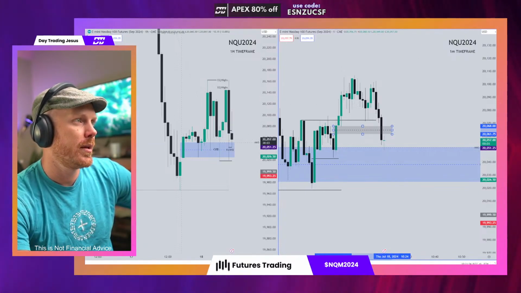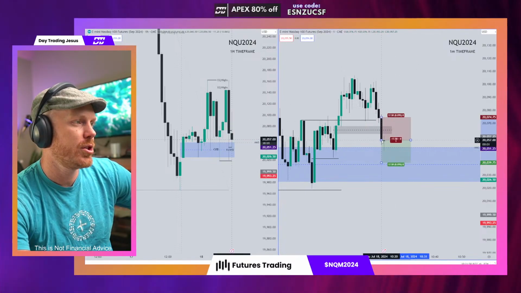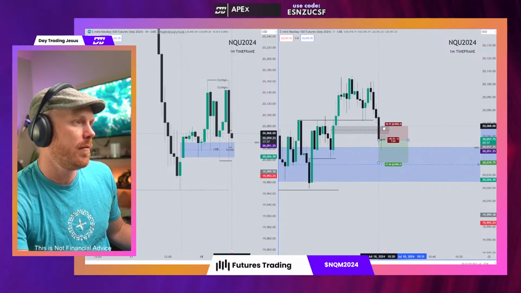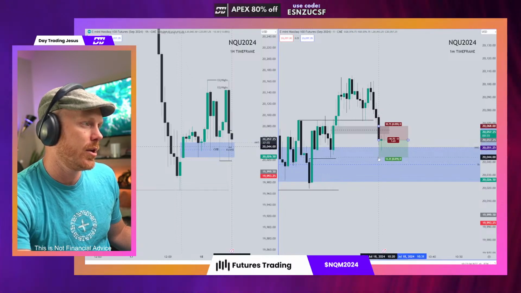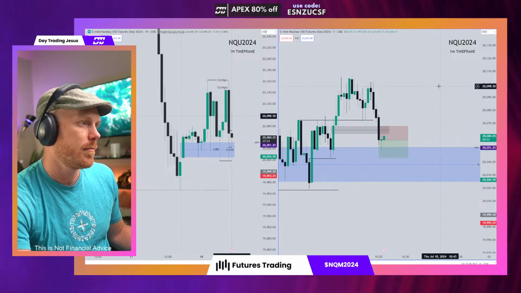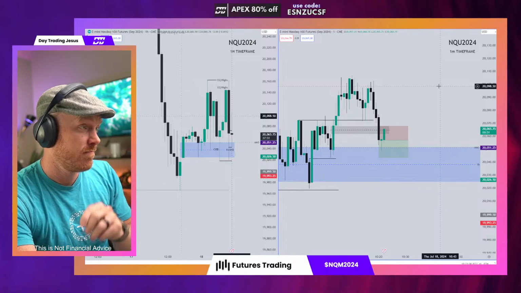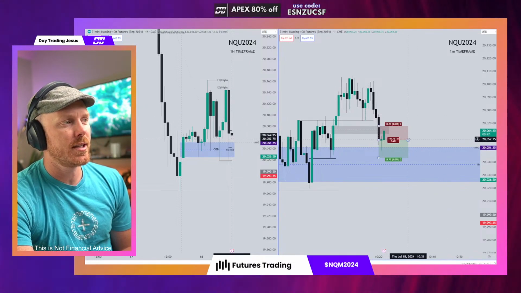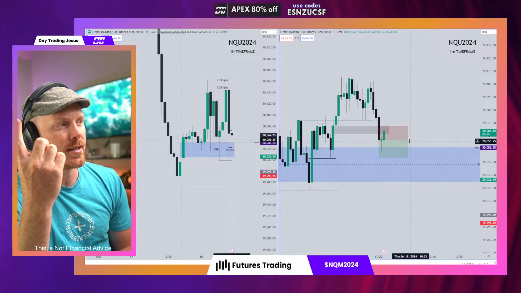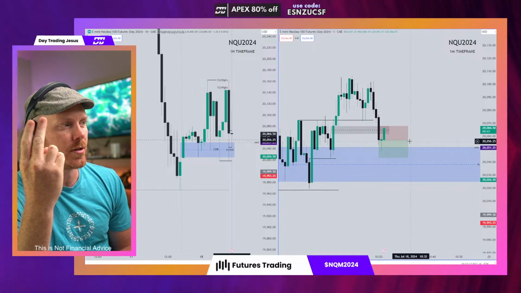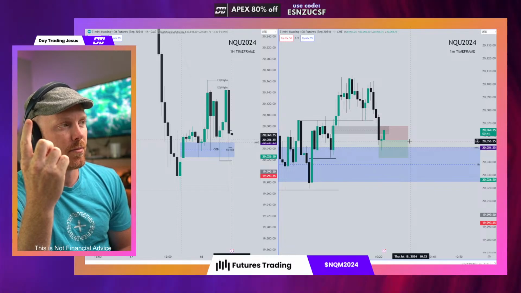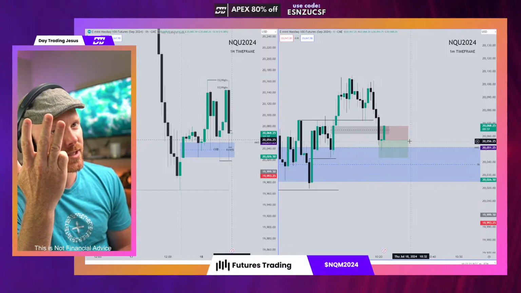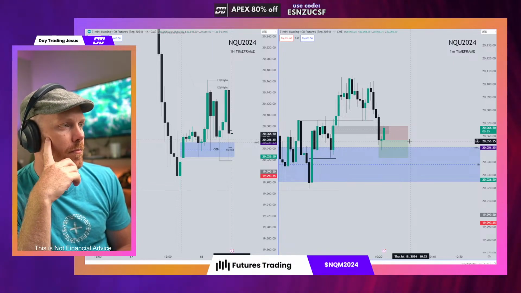Let's see if this one plays out though. Your entry would be here. If you have a close above this fair value gap, you're out and you're targeting this low right there. If this fails, this tells me that we either have choppy price action, or we're going to reverse, or consolidation.